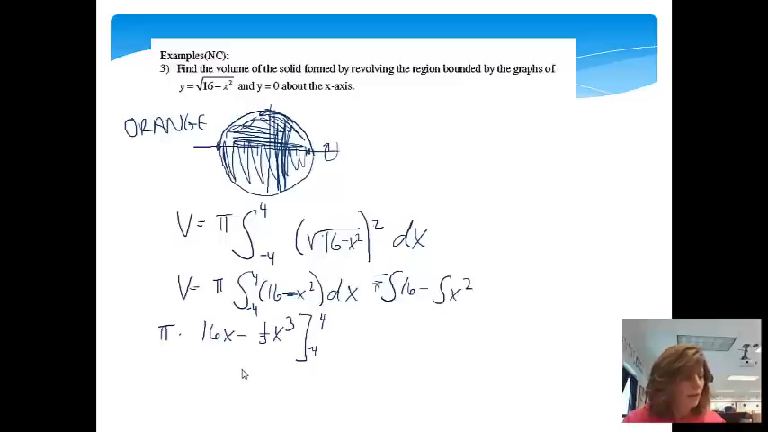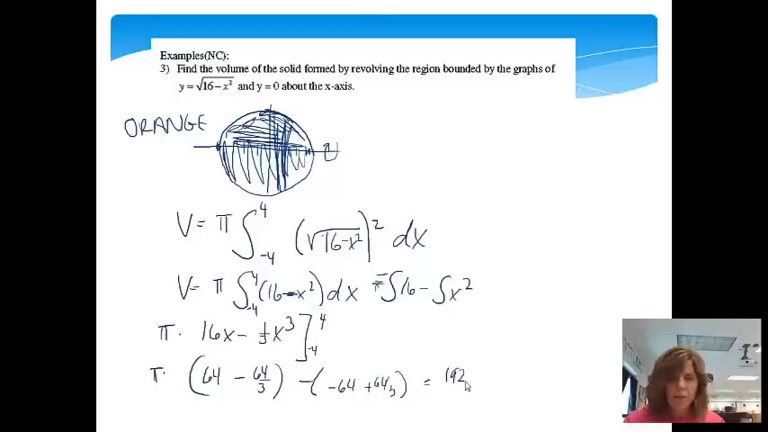If I plug in 4 into this equation, I'll get 64. And again, I'm just going to keep that pi hanging out front for a little while here. 64 minus 64/3. And then minus, if I plug -4 in, I will get -64 plus 64/3. Okay, and then if I evaluate that, I'm going to get a common denominator. That will be 192/3 minus 64/3. And if I subtract that, I will get 128/3.